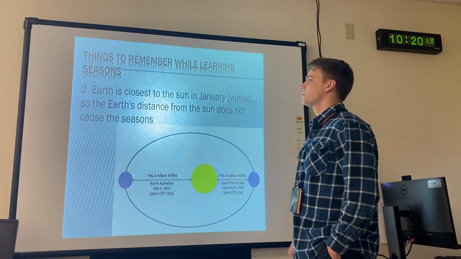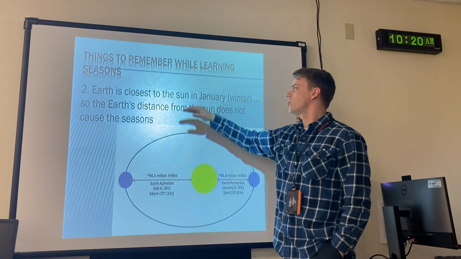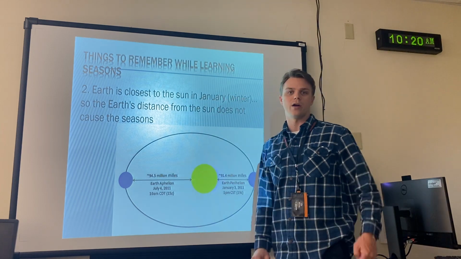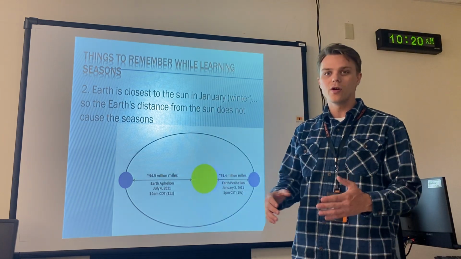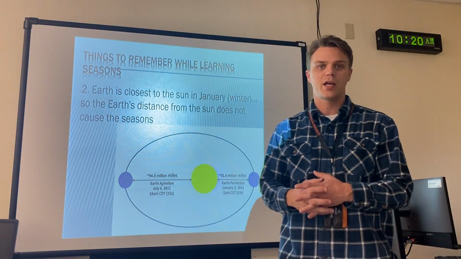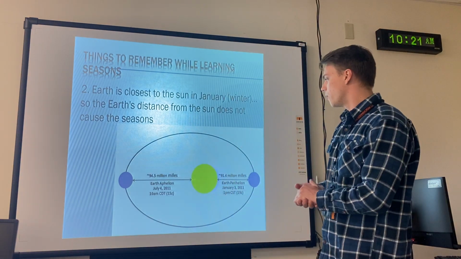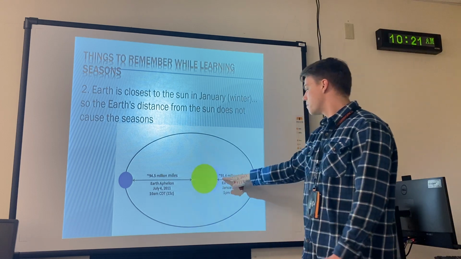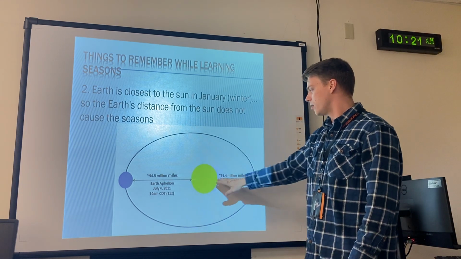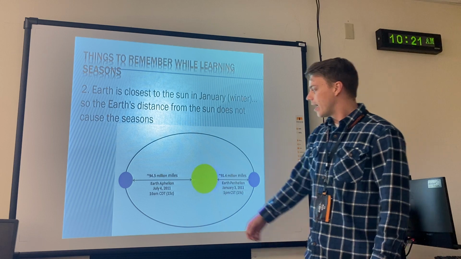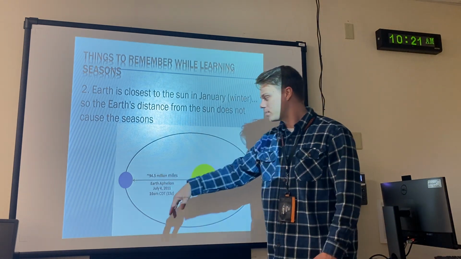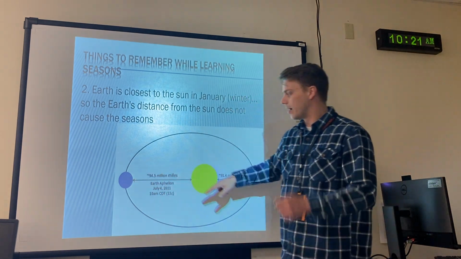Another weird thing is that the Earth is closest to the sun in January. So think about that. The Earth is closest to the sun in January. Isn't January cold? Yes, it is. So the Earth is 91 million miles from the sun in January, and at its furthest point from the sun, it's 94 million miles from the sun.